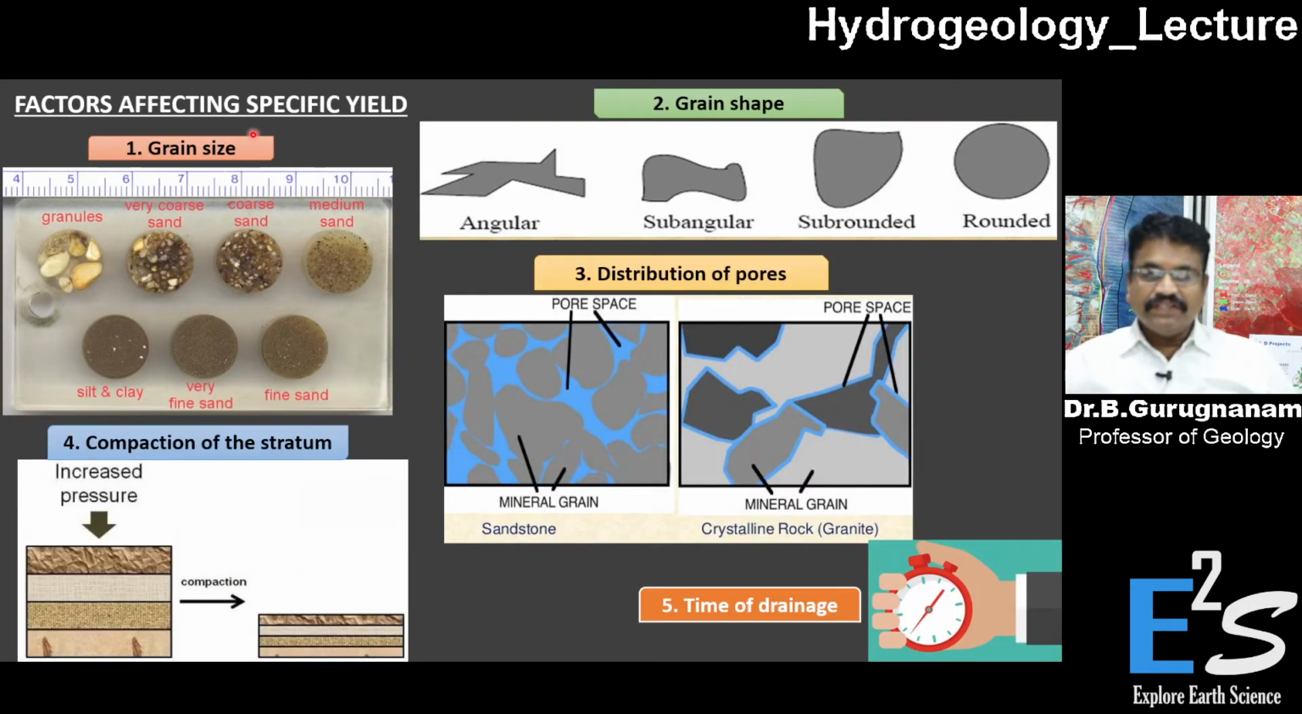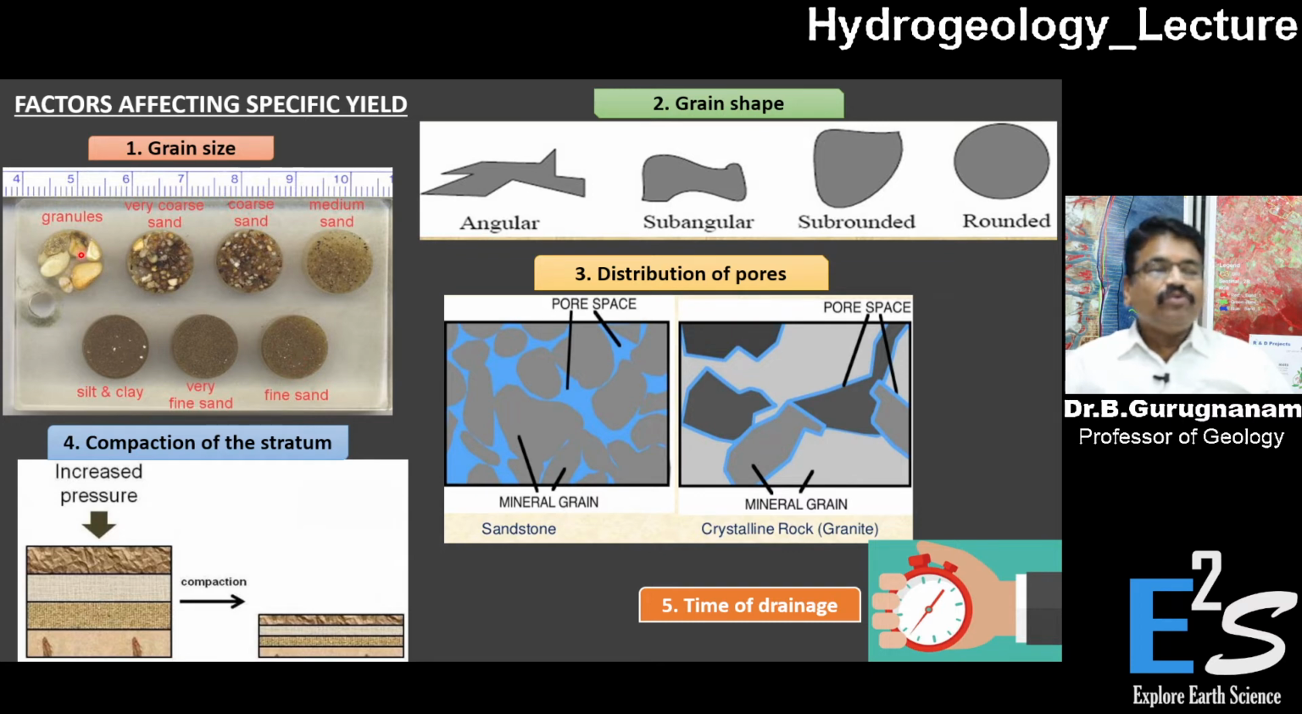Factors which affect the yields are grain shape, distribution of pores, compaction, and time of drainage. Grain size, as you know, these are the examples of various grain sizes. As we have studied, the granules, very coarse sand. You can visualize that. Of course, this we have seen on the ground surface. Medium sand and silt. The grain size gradually reduces. The scale is given on the top of it. Very fine sand and fine sand.